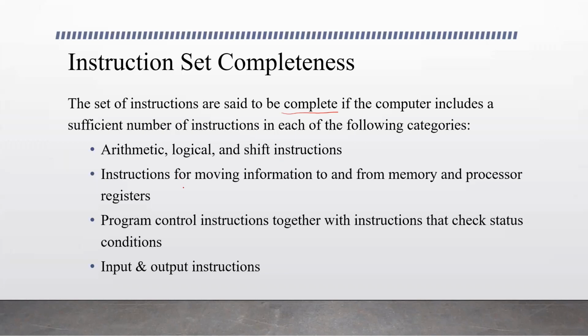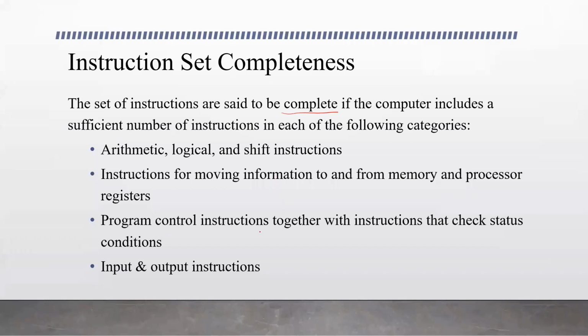And the second category is instructions for moving information to and from memory and processor registers. The data and instructions get stored in memory, but they cannot be processed in memory. The data needs to be moved to a register, and even before execution, the instruction needs to be moved to a register for processing. After the process, the data needs to be moved between registers. So these types of instructions should also be available.